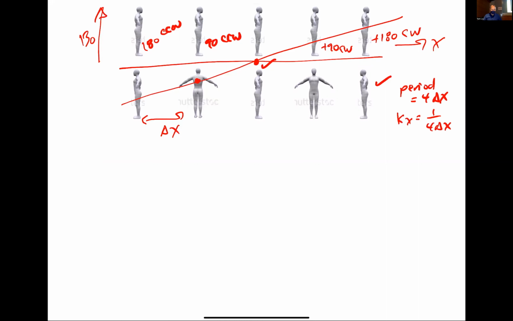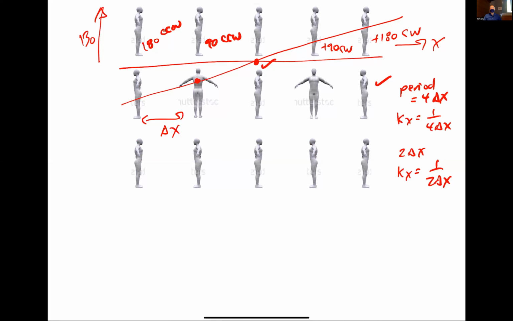Okay. Next step. This guy has gone another 180 degrees, so he's pointing back here. This guy's gone another 90 degrees, so he's pointing this way. This person is still the same direction. This person has gone another 90 degrees counterclockwise, so now it's facing this way. And this person has gone another 180 degrees counterclockwise, so it's sort of gone from here to there. So now what is the spatial period of the variations? 2, right? So now I'm at 2 delta x. So I'm at kx equals 1 over 2 delta x.